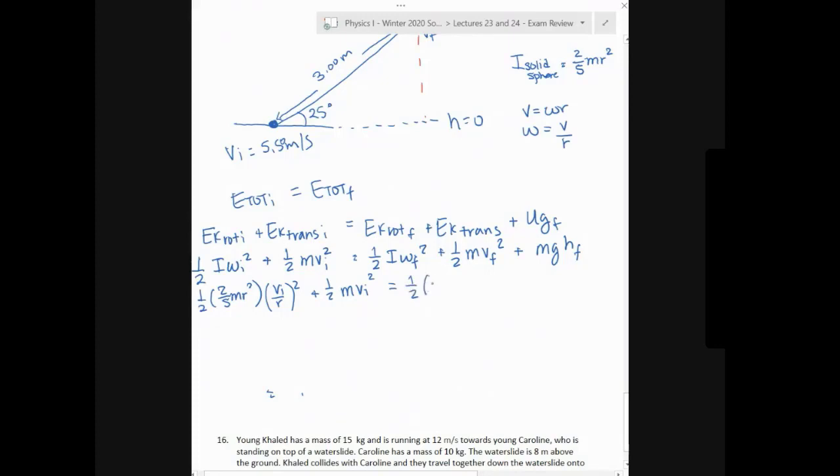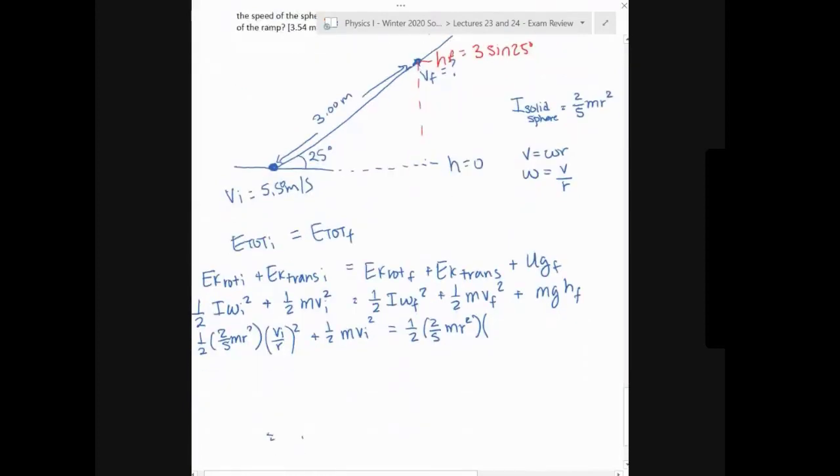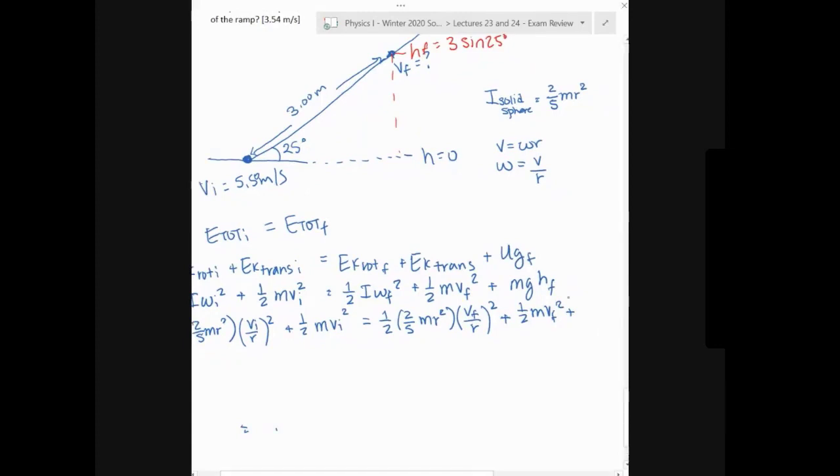The I is still the same in the final side. And then for omega, again, we're looking for the final velocity, not the angular velocity. So we're looking for V. So we have V final over R squared plus 1/2 M V final squared plus M G H final.